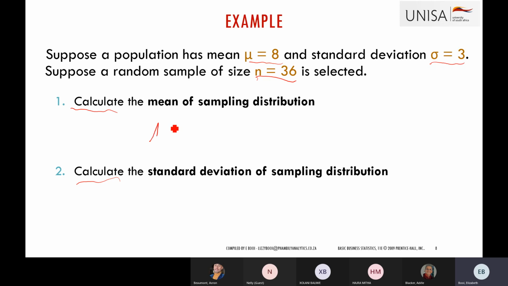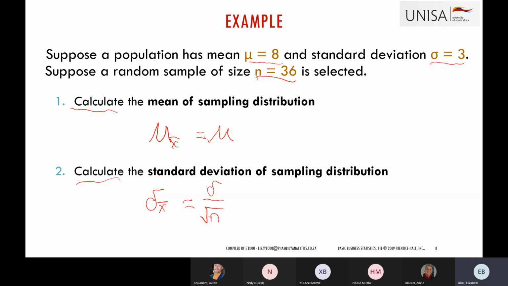Therefore, I know that the mean of a sampling distribution is the same as the population mean. So I must write that formula. For the standard deviation of a sampling distribution, it is given by the population standard deviation divided by the square root of n. So I've identified what I need to enable me to answer the question that has been asked.